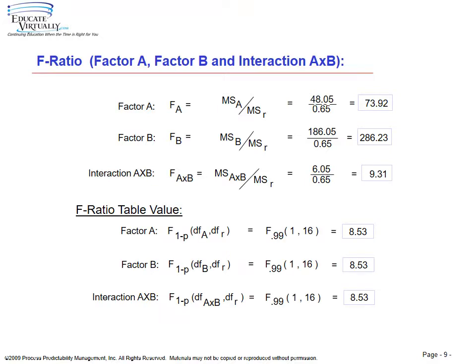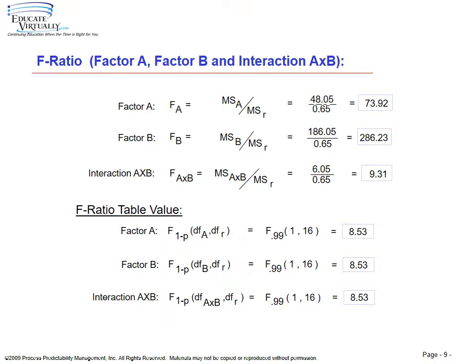Now, for the F distribution, there's an infinite number of distributions for F ratio values, and those distributions are associated with the degrees of freedom for the factor and the degrees of freedom for the residual. The table values are typically broken into p-values that are associated with 0.05 or a 95% confidence, or p-values of 0.01 or a 99% confidence. We're going to look up the F statistics associated with a 99% confidence, or a p-value of 0.01.